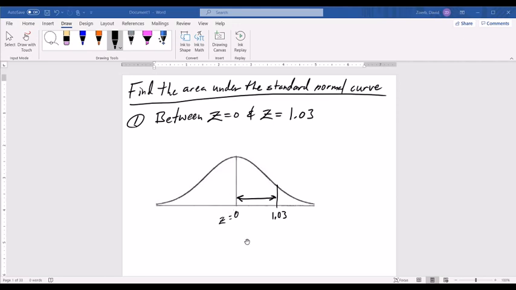So inside the table we have 0.3485. So that's going to go inside the picture. 0.3485. And that happens to be the answer to what's being asked. The area between 0 and 1.03 is 0.3485.